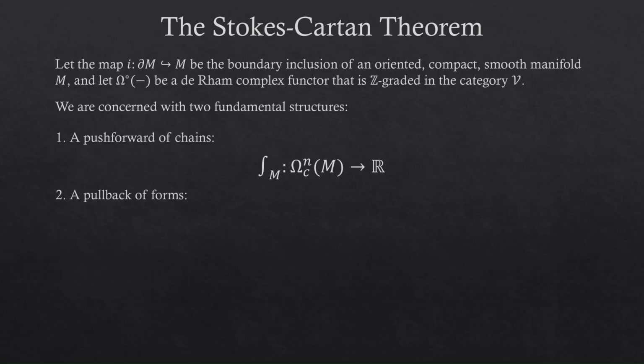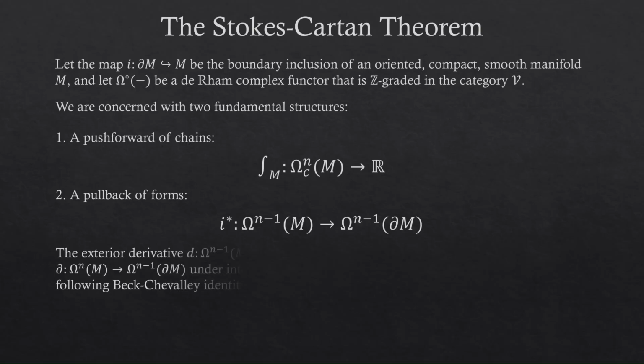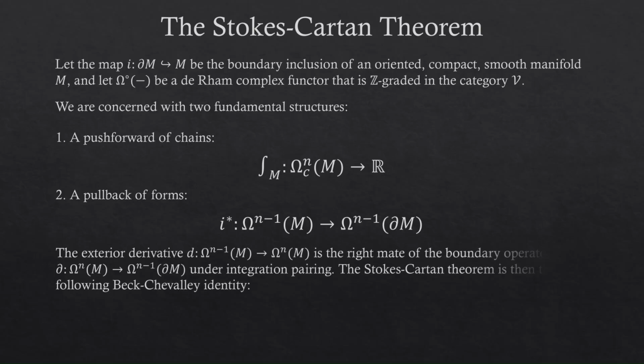Two, a pullback of forms, which is given by I star that maps us from the space of differential n-1 forms on the manifold to the space of differential n-1 forms on the boundary of the manifold. And so the exterior derivative that maps us from the space of differential n-1 forms on the manifold to the space of differential n forms on the manifold is the right mate of the boundary operator that maps us from the space of differential n forms on the manifold to the space of differential n-1 forms on the boundary of the manifold under integration pairing. The Stokes-Cartan theorem is then the following Beck-Chevalley identity.